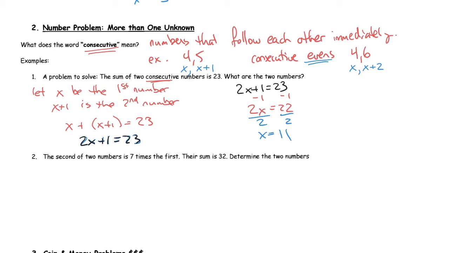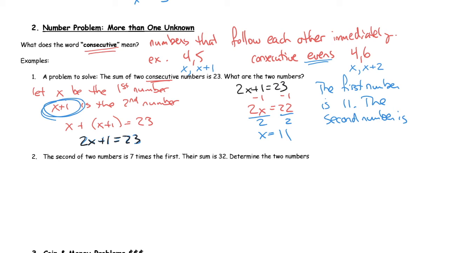Now, that means the first number is, oh sorry, I'll clean that up there. The first number is 11. Okay, the second number is, now what I got to do here is just come back over here, it's going to be the x plus 1, the unknown plus 1. Well, the second number is therefore 12. And there we go.